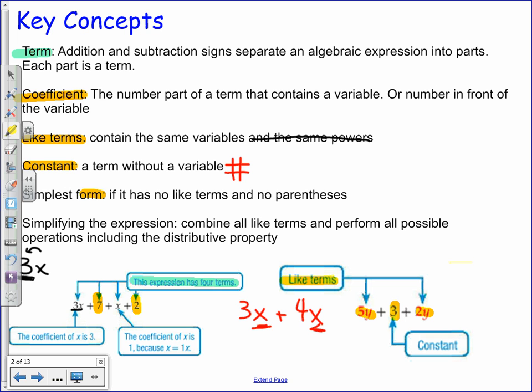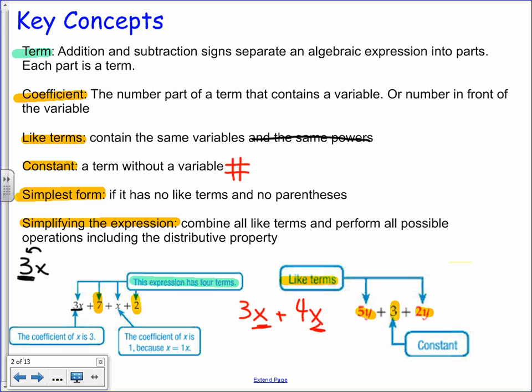And then we've got simplest form. If it has no like terms and no parentheses, so if we can get it all the way down, it is in simplest form. And then simplifying the expression is what we're going to do today: combine all like terms and perform all possible operations, including the distributive property. Okay, so that's quite a bit of key concepts, but we're going to be using all of those today.